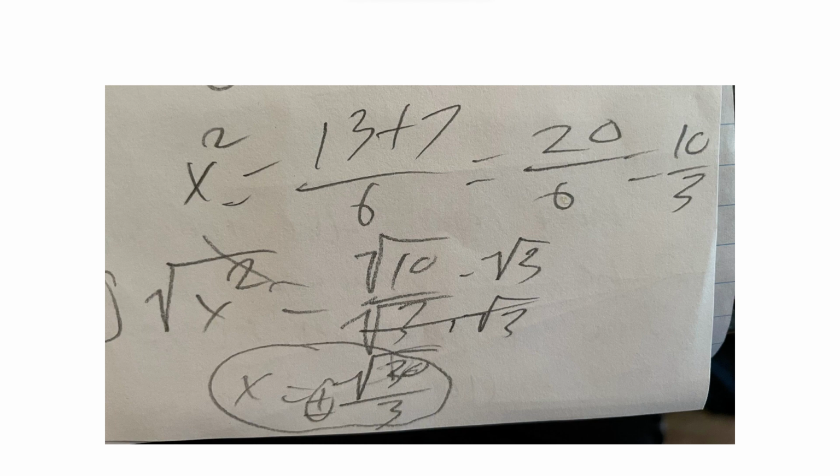We can do the same thing for adding, which is 13 plus 7 over 6, which is 20 over 6, which is 10 over 3. So 10 over 3 equals x squared, so we can square root both sides to become the square root of 10 over the square root of 3. And because we can't have a square root as a denominator, we have to multiply both the top and bottom of the fraction by the square root of 3, which gives us the square root of 30 over 3. So x equals plus or minus the square root of 30 over 3.